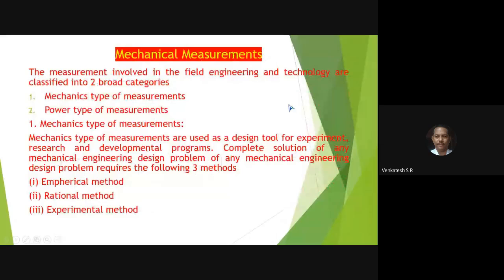Next, come to the very, very important point, mechanical measurements. Mechanical measurement is nothing but the measurement of length, pressure, temperature, strain. You have to measure some of the components, some of the systems, and there you require measurement. All of you, please write down the question: explain briefly the mechanical measurement.